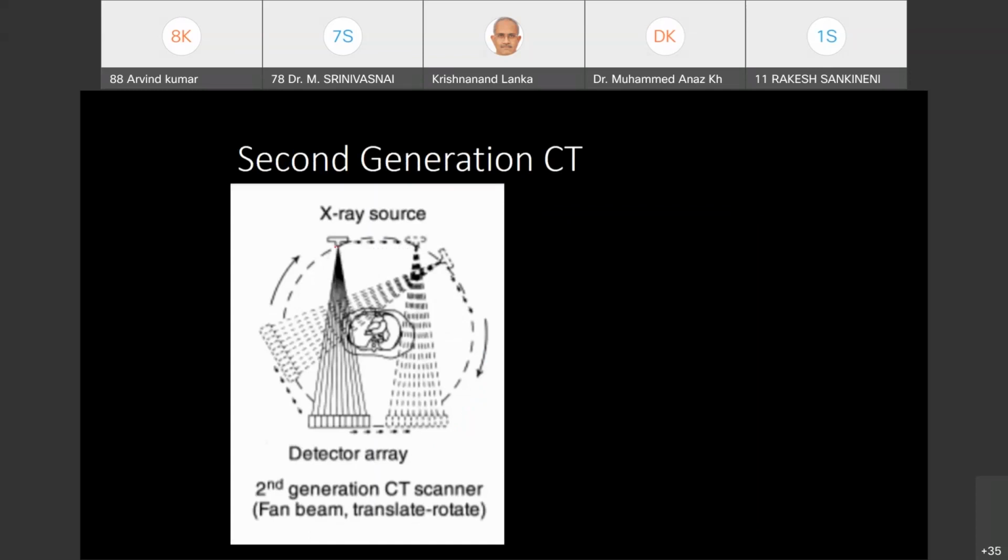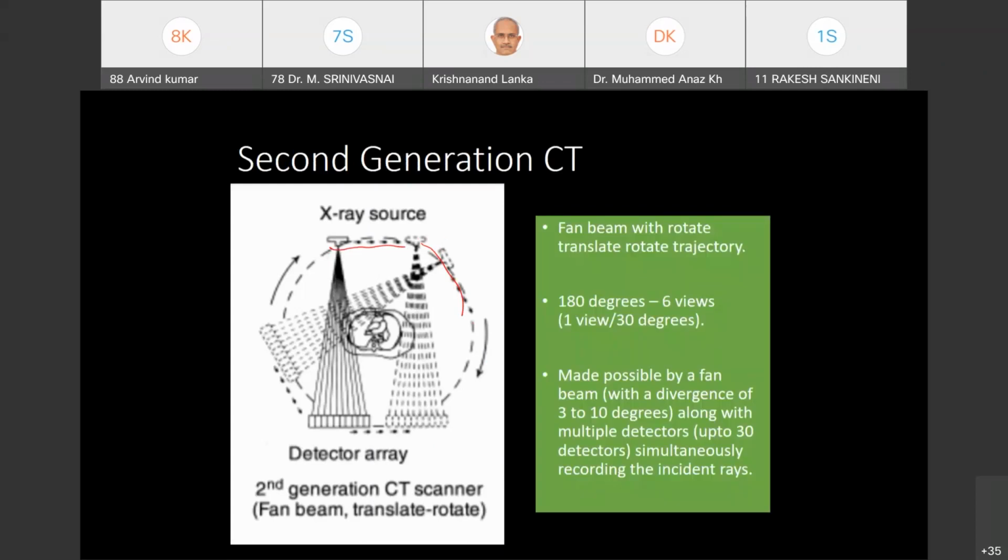So this is translation, then rotation, translation, rotation. That is the strategy here. So rotate, translate, rotate kind of thing. This has simplified. The number of views is 6, and made possible by a fan beam of 3 to 10 degrees, along with multiple detectors, up to 30 detectors simultaneously recording the incident. So there it was only a single beam, but here it is an array of 30 detectors.